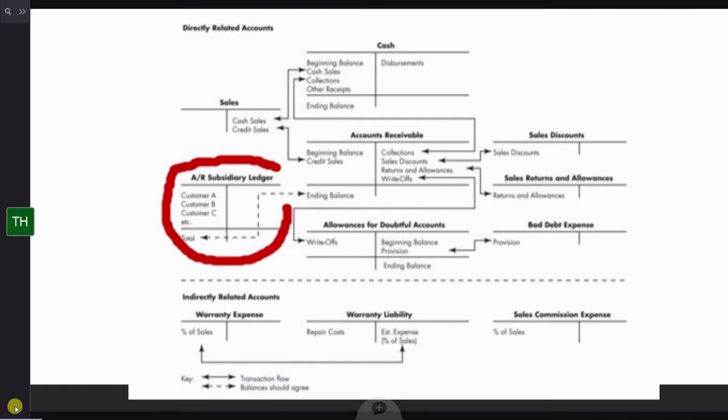Of course, you can also have cash sales, so that's also a key account. You could have discounts and returns and allowances if the customer decides to return a product. You also have customers that won't pay, so you've got to keep track of that allowance for doubtful accounts and that bad debt expense that's out there.